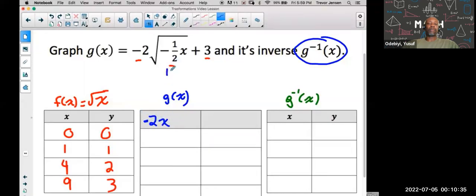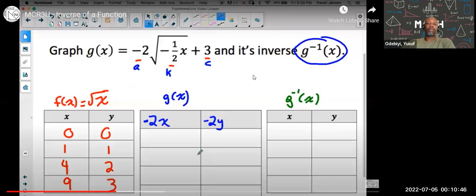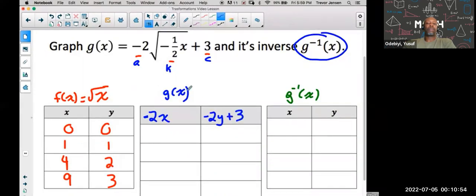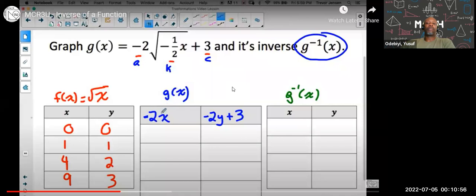Now the vertical transformations. This was our k, this is a, this is c. A and c both are vertical transformations. A is -2: vertically stretch by a factor of 2 and vertically reflect, so I'd have to multiply the y's by -2. The c value of 3 means shift it up 3. So I'll apply these transformations to the points of the parent function and get the image points for the function g of x.